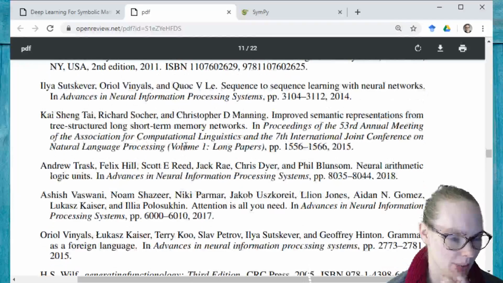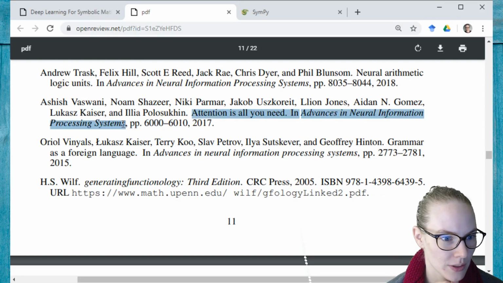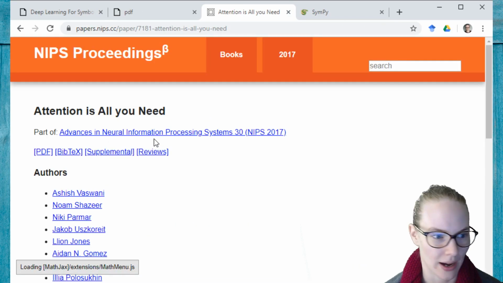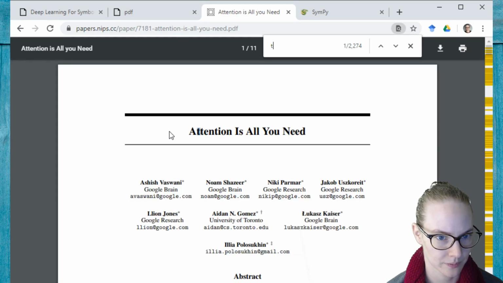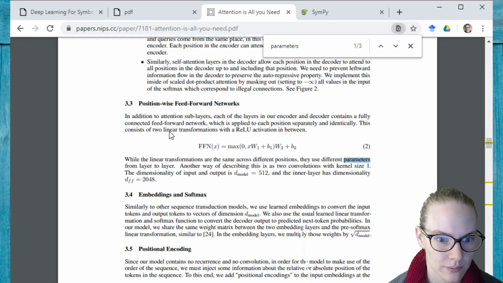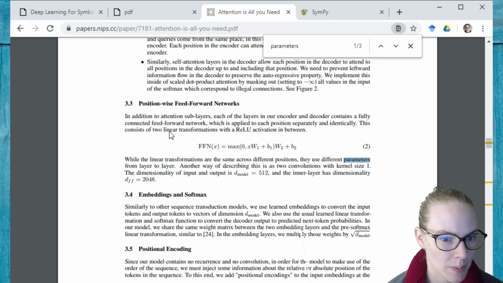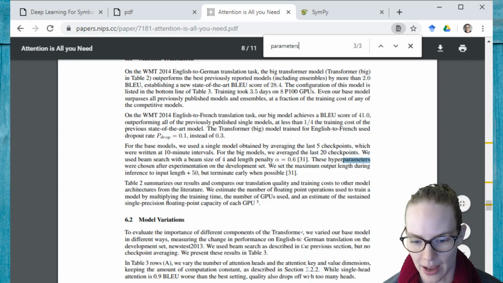What am I looking for? I'm looking for the link to the Vaswani paper to see if they say the number of trainable parameters. They didn't have a link, but here we go. Twelve hours, big models, hyperparameters, different parameters. Yeah, I don't think they say in the paper.